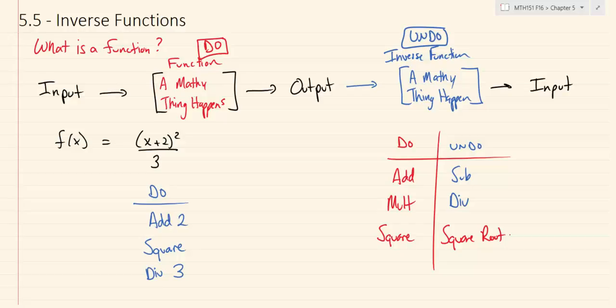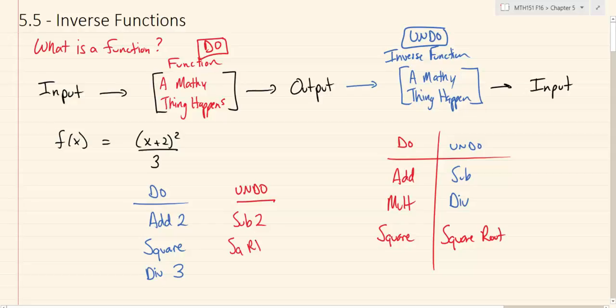So now that we have this list, let's go back to our function. F of x equals x plus 2 squared divided by 3. And let's create an undo list. And this undo list will be the inverse function. We started by adding 2, squaring, and then dividing by 3. So what should we do to undo this process? Subtract 2. Yeah, subtract 2. And then after you get done subtracting 2, square root. And after you get done square rooting, multiply by 3.